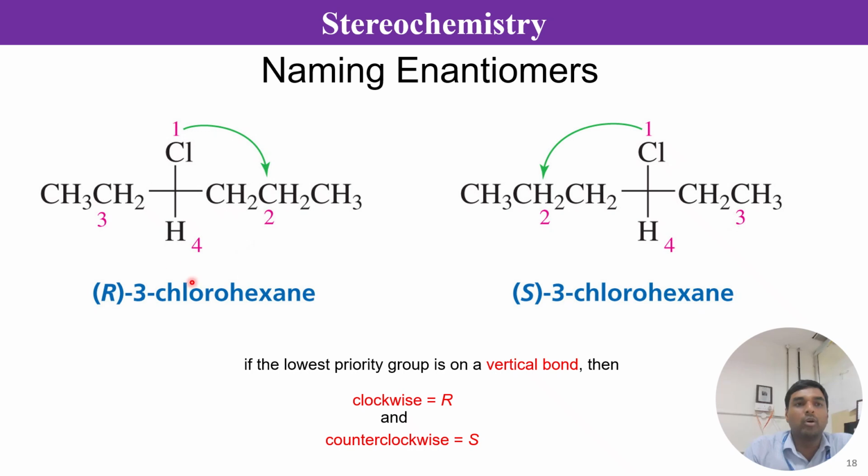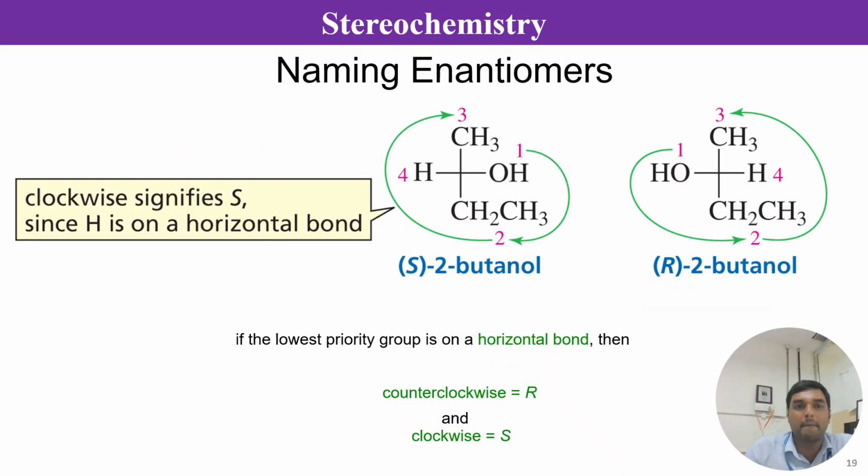And when you go for the Fischer projection formula, when hydrogen is on the vertical line, then the rule applies as it is. So you can see 1, 2, 3 clockwise, so it will be R, and this is 1, 2, 3 anti-clockwise, so it will be S. Now when hydrogen is on the horizontal line, 1, 2, 3 clockwise will be the S isomer, and 1, 2, 3 anti-clockwise with hydrogen on the horizontal line is called the R isomer.